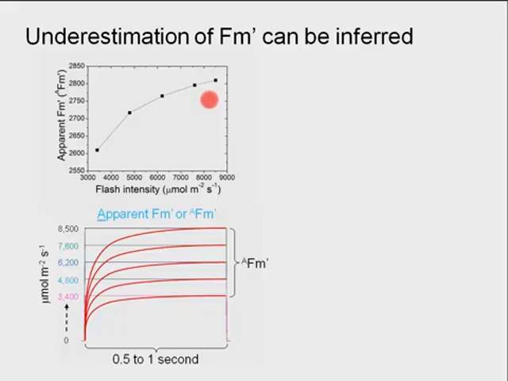And so, for example, historically, traditionally, true estimates of FM prime have been assumed if the apparent values approached saturation, as shown here by this hypothetical data set. Now, you might be saying, well, one way to increase the value of apparent FM prime would be to simply increase the flash intensity, and that is one way.